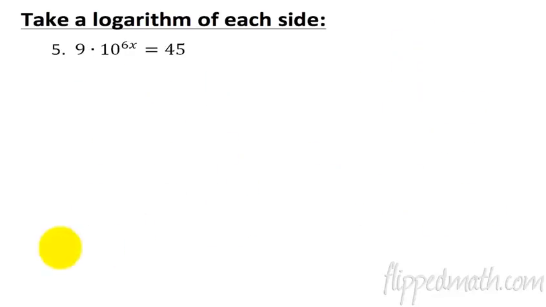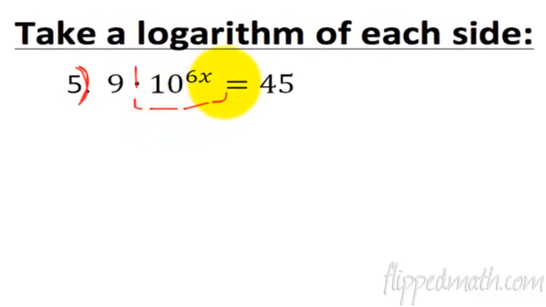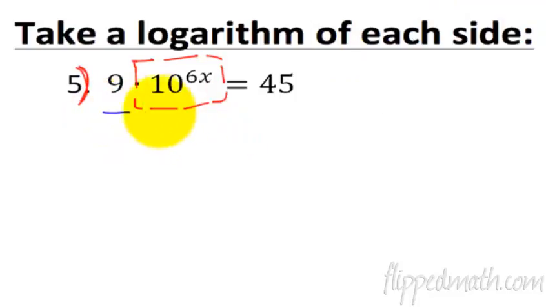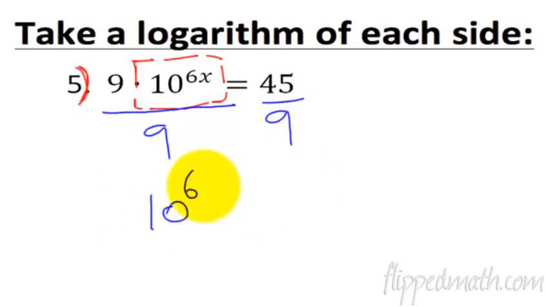All right, number 5. Don't get confused with that little decimal there. It's just number 5. Okay, so we have 9 times this. I'm going to put a little box, and I want you to do this in your notes. You better have this little box around base 10 raised to the 6x. And I'm putting that box around here to show that we're trying to isolate that. Until we have this base 10 all by itself, we can't solve for the exponent. So now we get 10 raised to the 6x equals 45 divided by 9, which is 5.